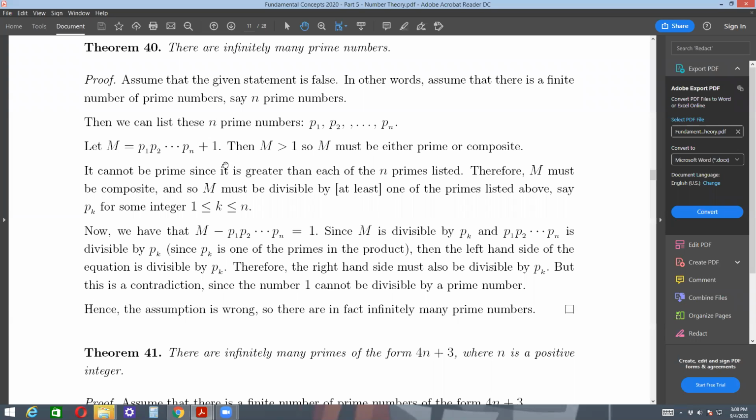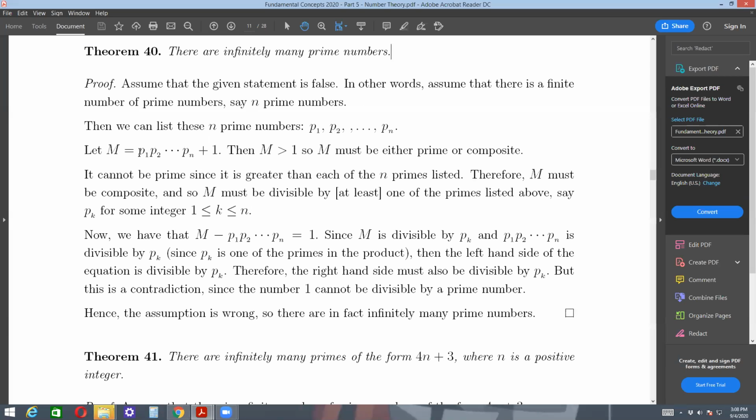That means if it's composite, then there's at least one of these prime numbers that divides this entire thing. But if it divides the entire thing, we know it divides this as well because it's one of these prime numbers in here. So it must divide 1. That's actually easier if you write it like this. Because if it divides M, which is the entire number, and it divides this, then it divides the difference. So it divides the left-hand side. It means it divides 1. That's a contradiction because you can't have a prime number being a factor of 1. So that's basically it.